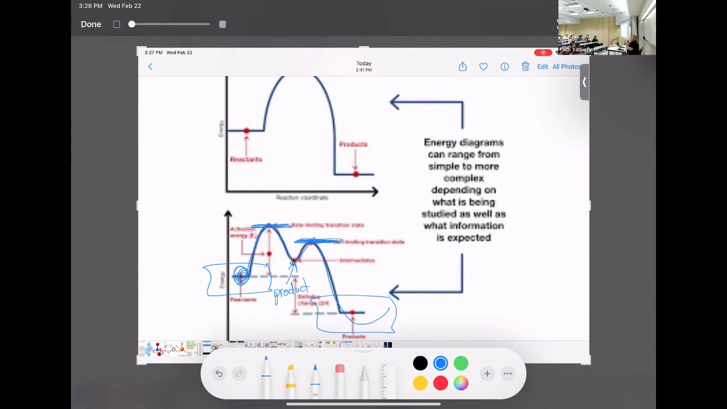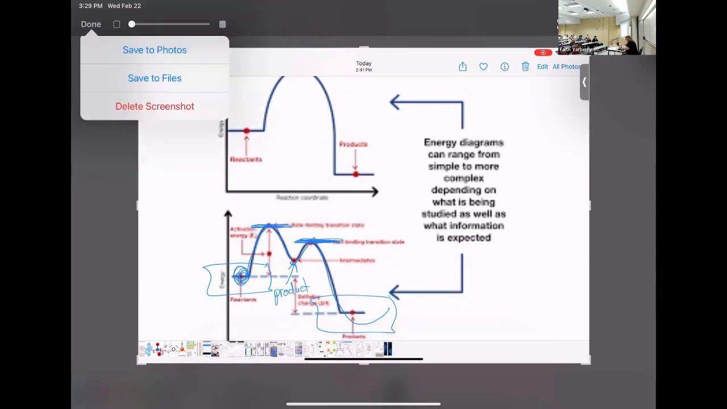So the overall reaction is where you started and where you ended. But you got a temporary, and it is temporary, intermediate that acts like a product of a first reaction that then is used in the second reaction. We'll talk about that more.